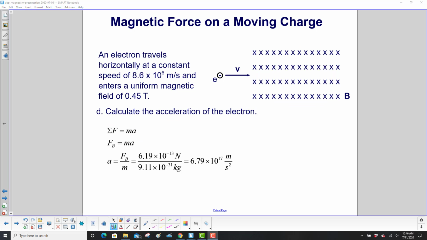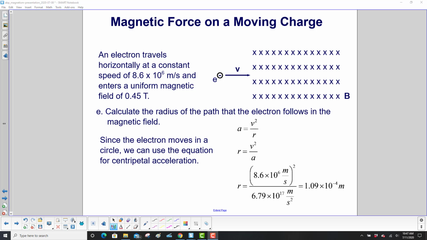Calculate the acceleration of the electron. We never do get away from dynamics, or kinematics for that fact. We have Newton's second law, F equals ma, and that works for any force. This time we have a magnetic force. Divide both sides by m, and we have the acceleration is the magnetic force, which we have found, divided by the mass of the electron. You can either remember that if you use it enough, or that will be on your table of constants. And if you don't want to memorize it, you don't have to. Most teachers should let you get it off the table. So you find the acceleration is 6.79 times 10 to the 17th meters per second squared.